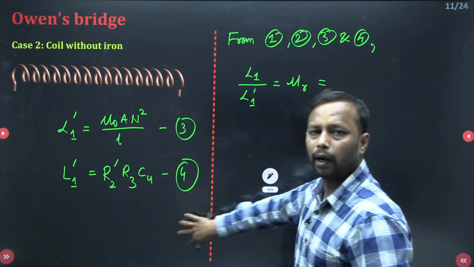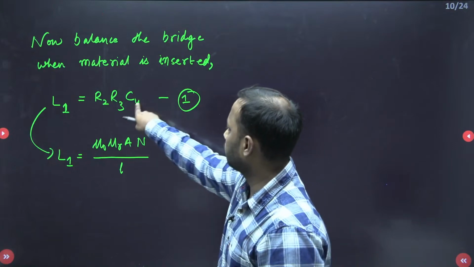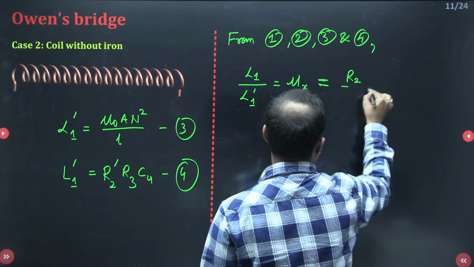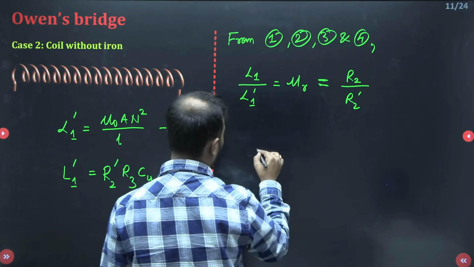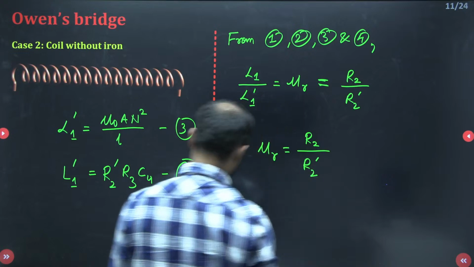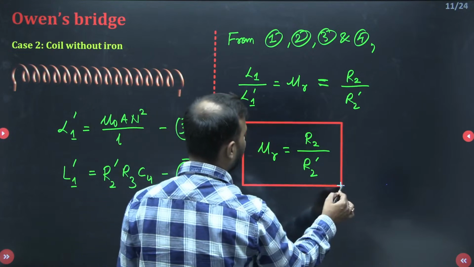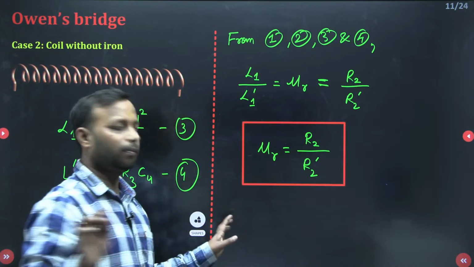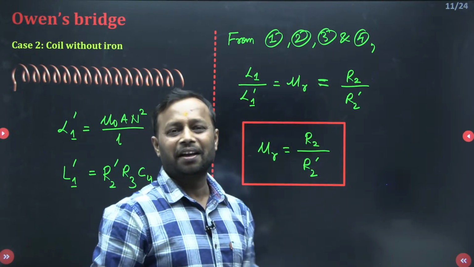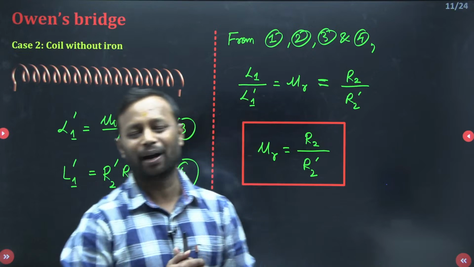And here, from equation 1 and equation 4, R3 and C4 will be cancelled out. So here we are left with R2 and R2 dash. So my dear friend, your mu r value is determined from R2 and R2 dash. In this way we measure the relative permeability of any material, but the constraint is that it has to be a material which is attracted towards the magnetic field.